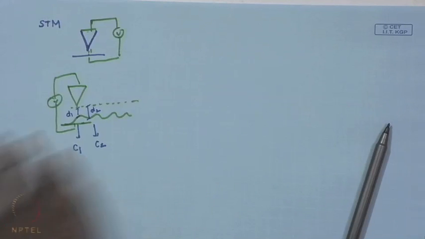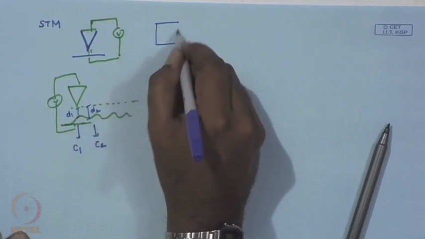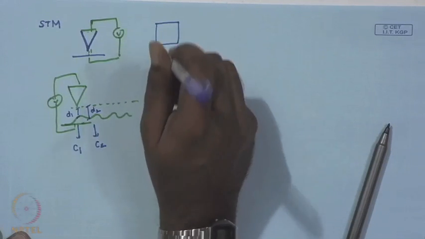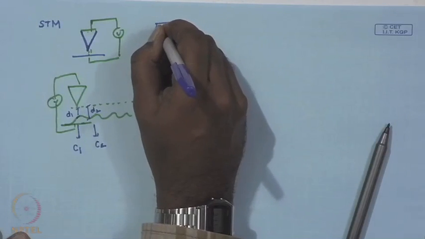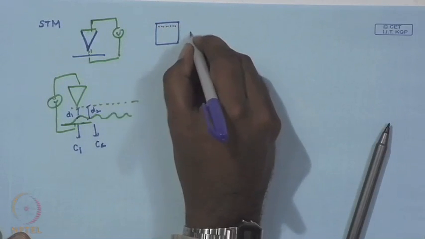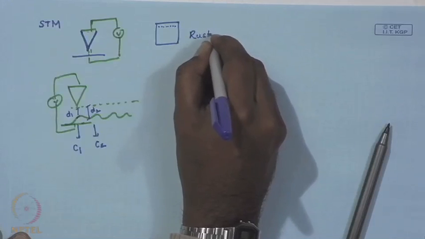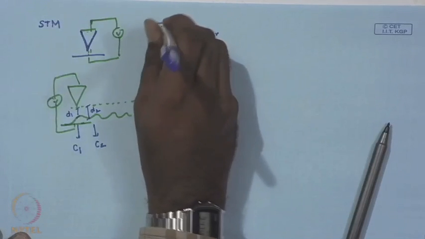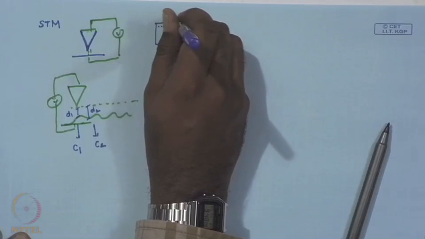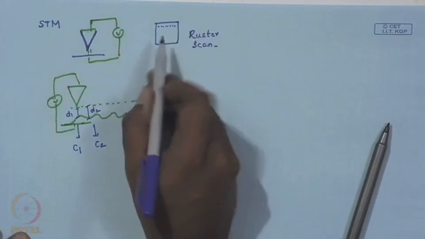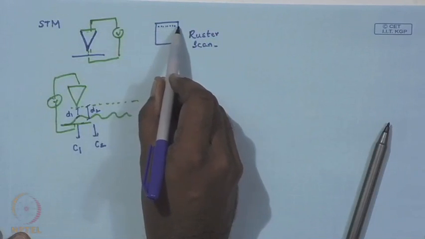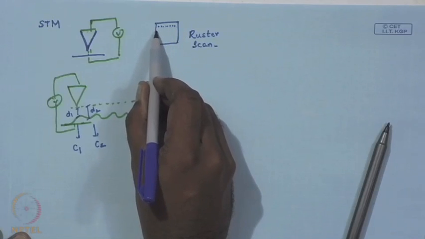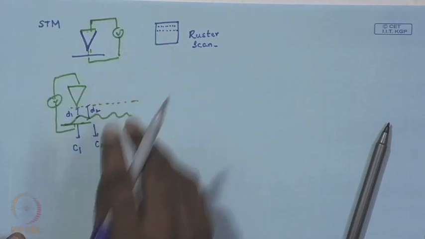So the idea is that you take a surface. We are seeing it from the top, you have the tip like this, and the tip rasters. So what is a raster scan? It is more like a do loop. The tip starts from one edge, goes all the way up to here, comes back, starts from here, goes all the way up to here, comes back, goes to the next line, again goes, comes back, like this.